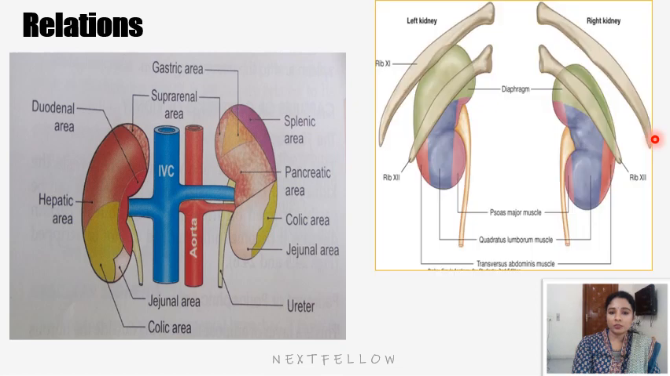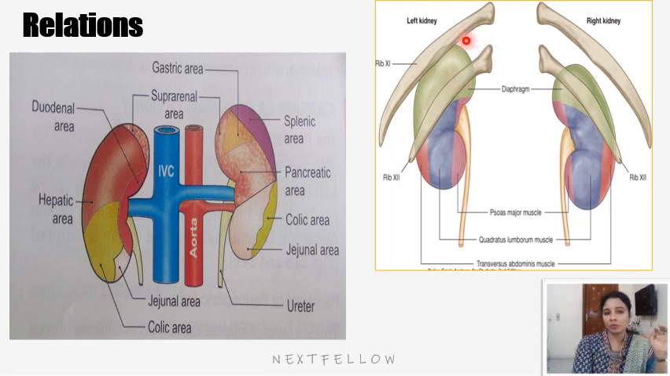Then let's see the posterior relations also. Posterior relations are similar on both right and left sides. A little difference is, we know that the right kidney is little lower than the left kidney. So posteriorly, the right kidney is related to the 12th rib alone, whereas the left kidney is related to the 11th and 12th ribs both. So that is the major difference.